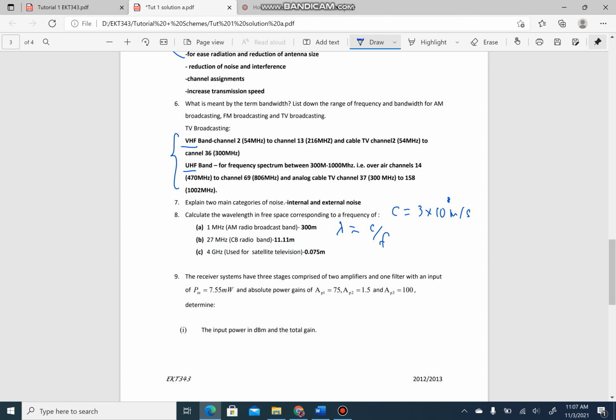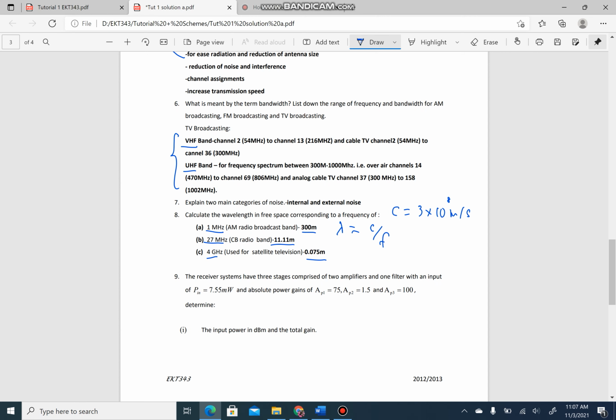Calculate the wavelength in free space corresponding to the given frequencies: 1 MHz, 27 MHz, and 4 GHz. The wavelength, lambda, is equal to c over f. f is the given frequency here, and c is the speed of light, 3 times 10 to the power of 8 meters per second. So you calculate lambda, then you will get this value.